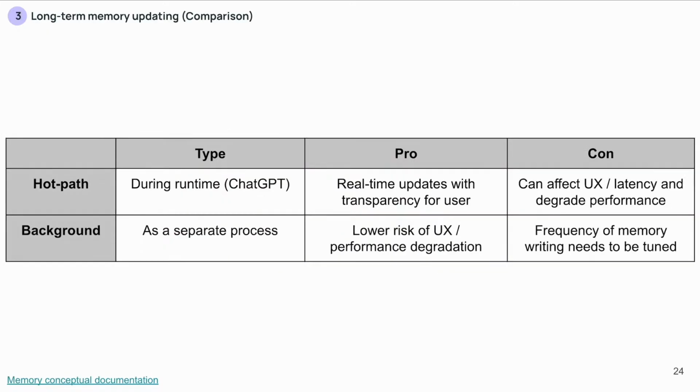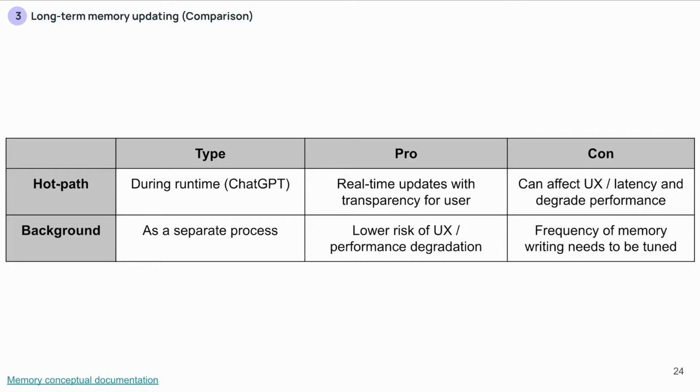And there's some trade-off between these approaches. Hot path style memory updating is what we see, for example, ChatGPT did. It's what our application example does. It provides real-time memory updates, and it can be transparent to the user, which is good in a lot of ways. However, memory updating can affect the user experience or latency and may degrade the performance if you have, for example, a complex agent with many other tools, and now you give the agent the additional responsibility to manage memories.